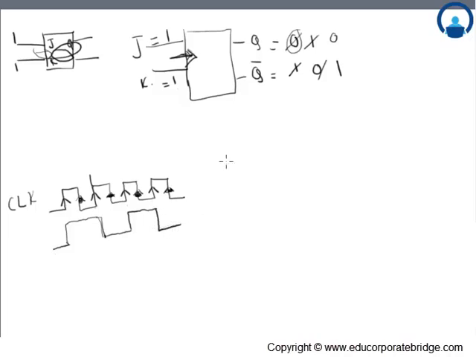And this continues. Now the toggling state, we can see it goes from initially 0 and this 1, this 0, that is 0 1 0 1. This toggling stage is observed because we have both J equal to 1, K equal to 1. Therefore we get this toggling stage.